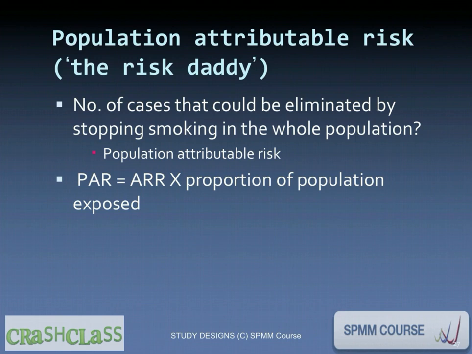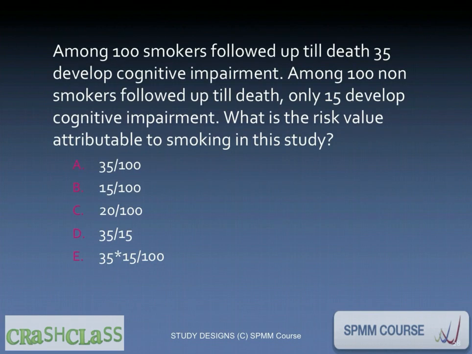If you want to calculate the amount of lung cancer that can be eliminated by removing smoking, you just take the ARR for smoking in a cohort study and multiply that by the proportion of population that is smoking. Okay, so now we have a question. Among 100 smokers followed up till death, 35 develop cognitive impairment. Among 100 non-smokers followed up till death, only 15 develop cognitive impairment. What is the risk value attributable to smoking in the study?